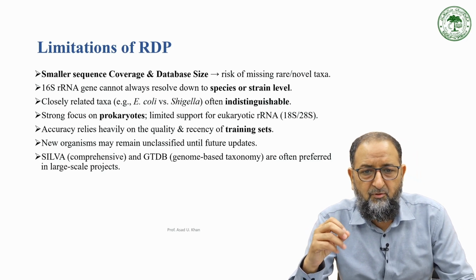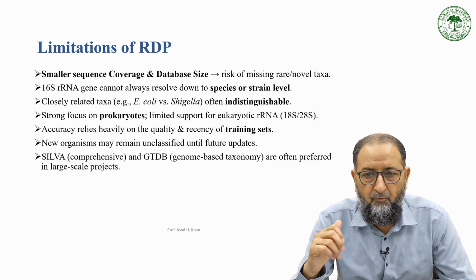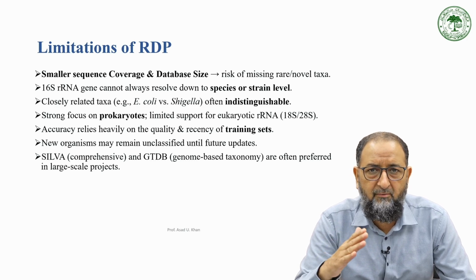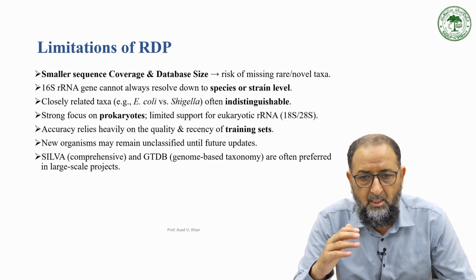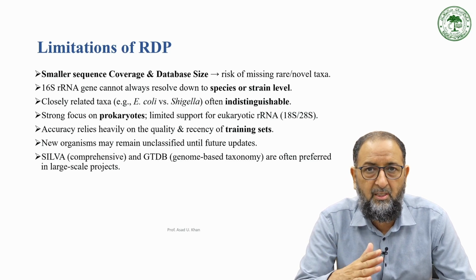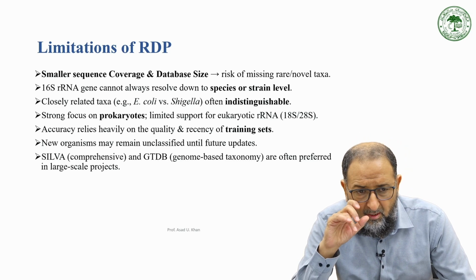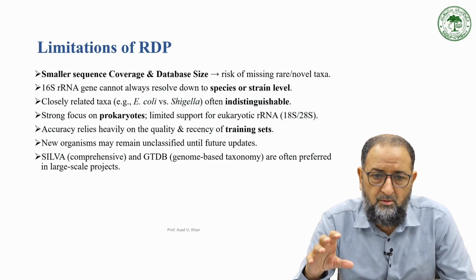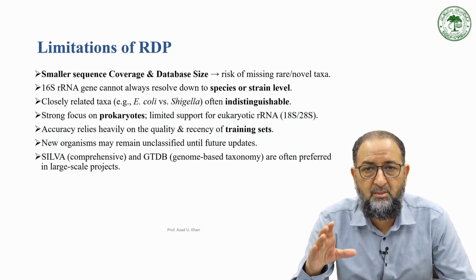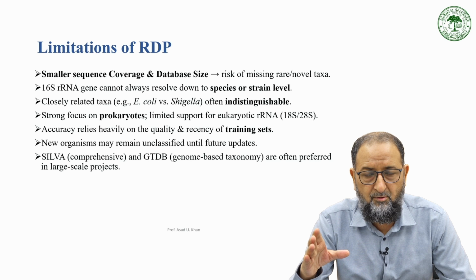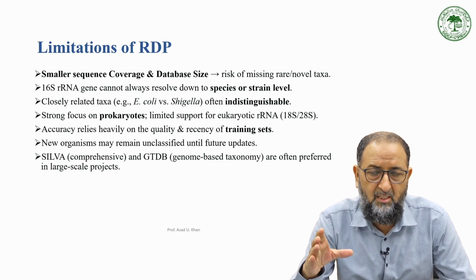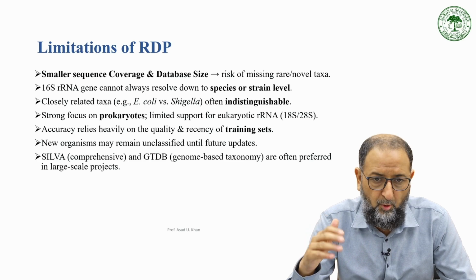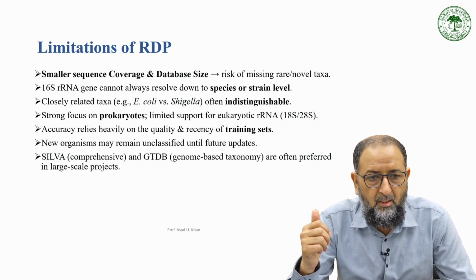Closely related taxa, for example E. coli versus Shigella, are often indistinguishable. It is very difficult to distinguish sometimes because of the many variable regions which overlap, and because of this overlapping of the variable regions, differentiating between E. coli and Shigella might be difficult. There is a strong focus on prokaryotes and limited support for eukaryotes, because eukaryotic databases are limited. So it is very difficult to get comprehensive eukaryotic data from RDP, which probably needs to be updated.